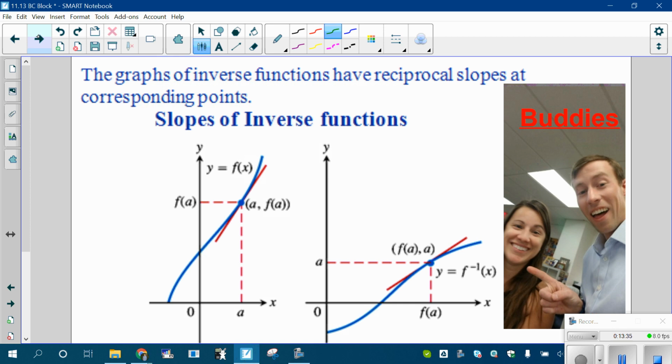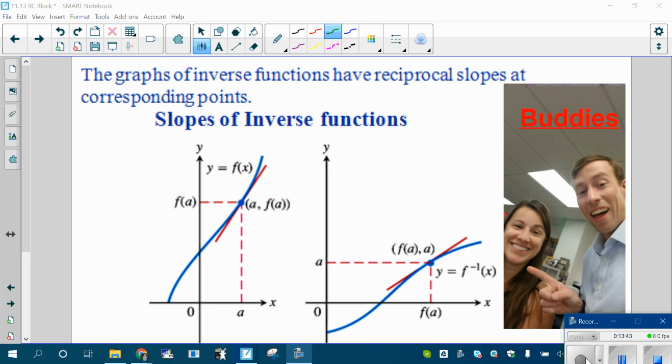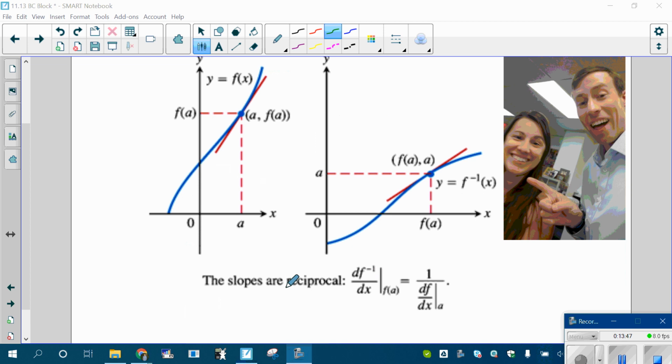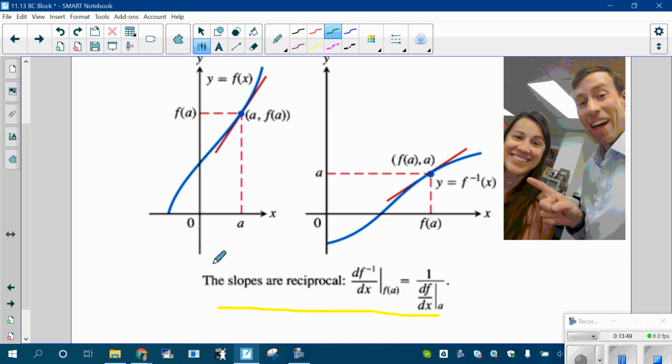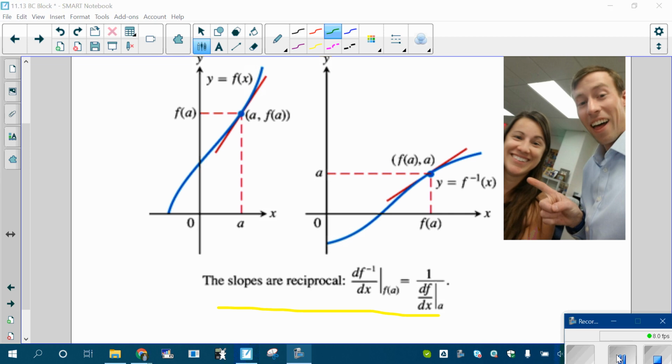Okay, so here's that picture that I tried to draw before for you guys. Take like a minute to look at this picture. Okay, so here's the calculus part. If you look at whatever the derivative is at this point, then the derivative at this point will be the reciprocal of it. Notice these are not the same points, they're buddy points. This one's f of a, this one's f of a.